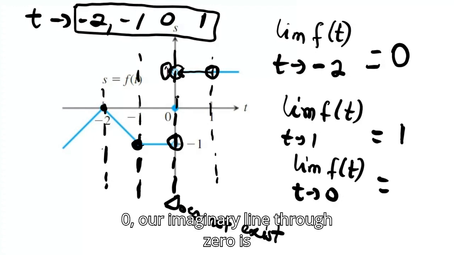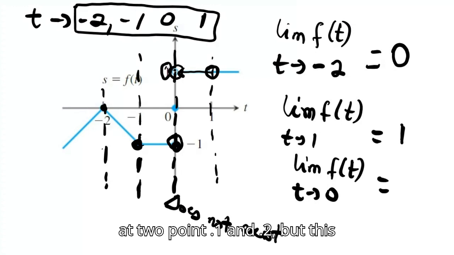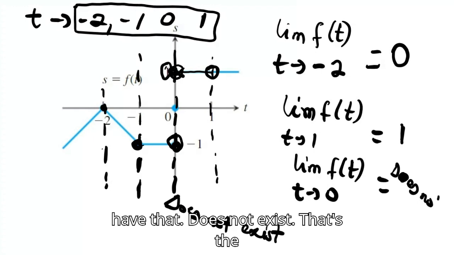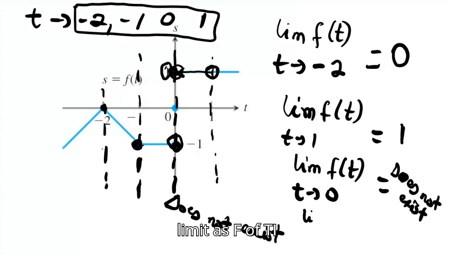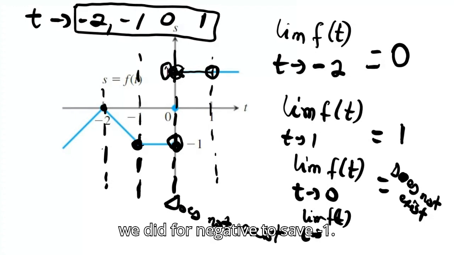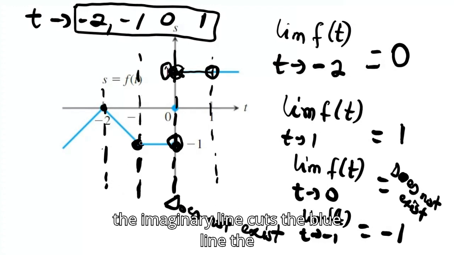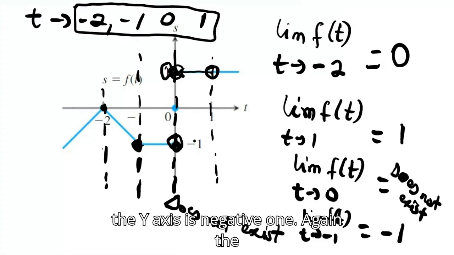Now the limit of f of t as t approaches 0. When you look at 0, our imaginary line through 0 is meeting the blue line at 2 points, 1 and 0.2. So this one does not exist because we shouldn't have that. That's the trick for this one. And then the last one, t approaches -1. The imaginary line cuts the graph at this point, and the corresponding value on the y-axis is -1. So the answer is -1 as well.